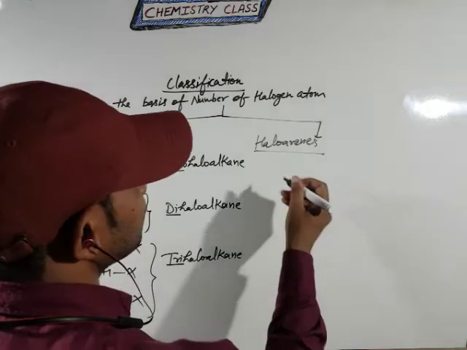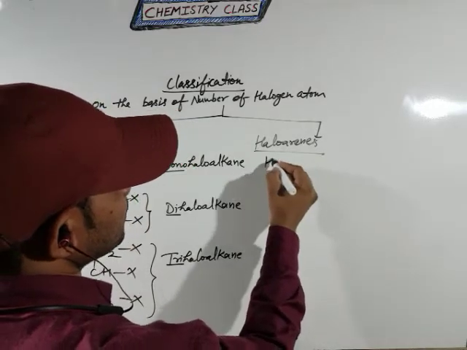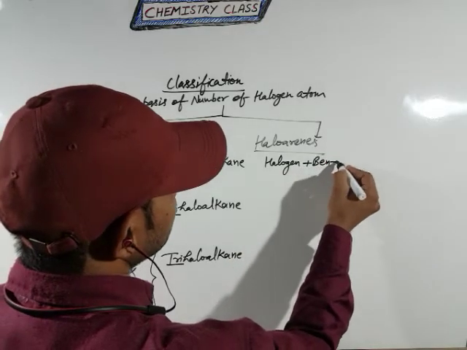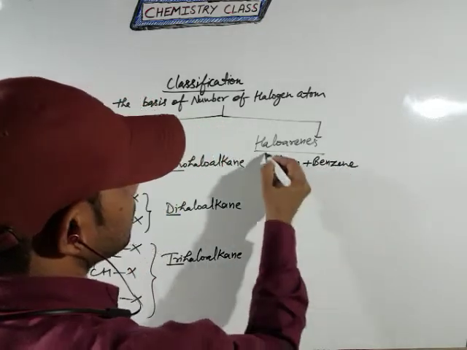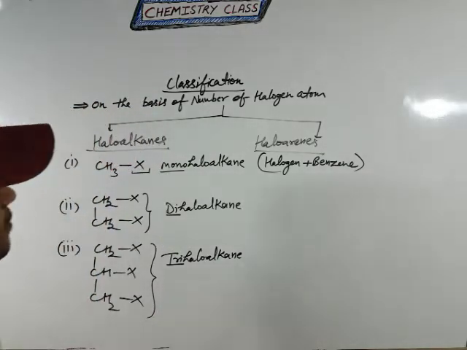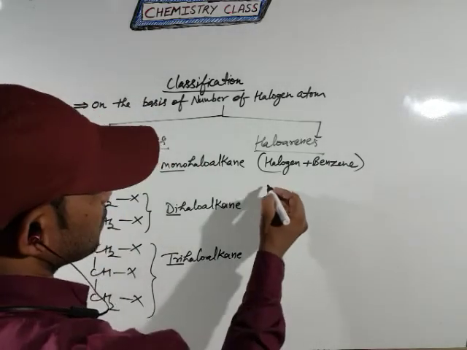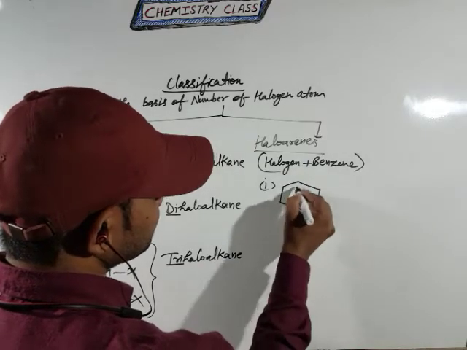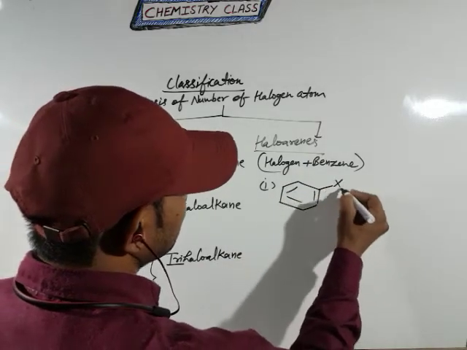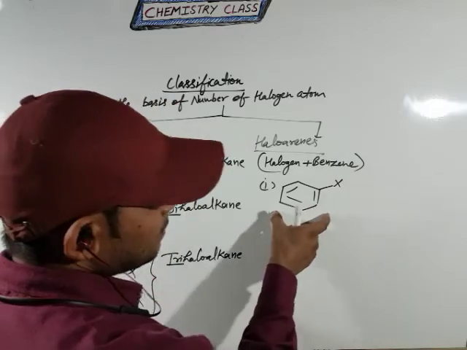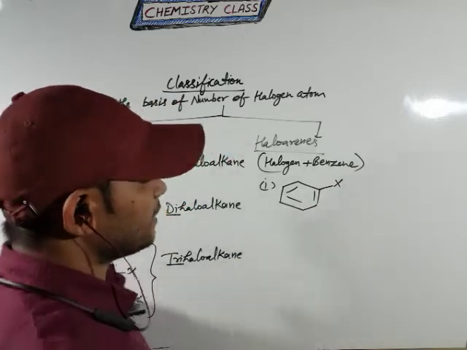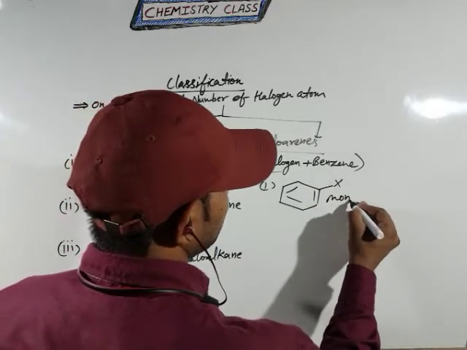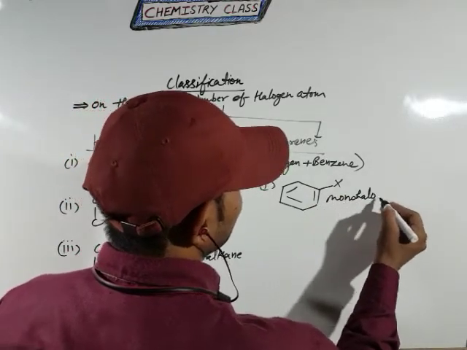Now come to the haloarenes. Haloarenes means halogen attached to benzene. So based on this trick, we will find the monohaloarenes. First we write the example of mono. In this case the benzene ring has one halogen atom, that's why the name is monohaloarenes.